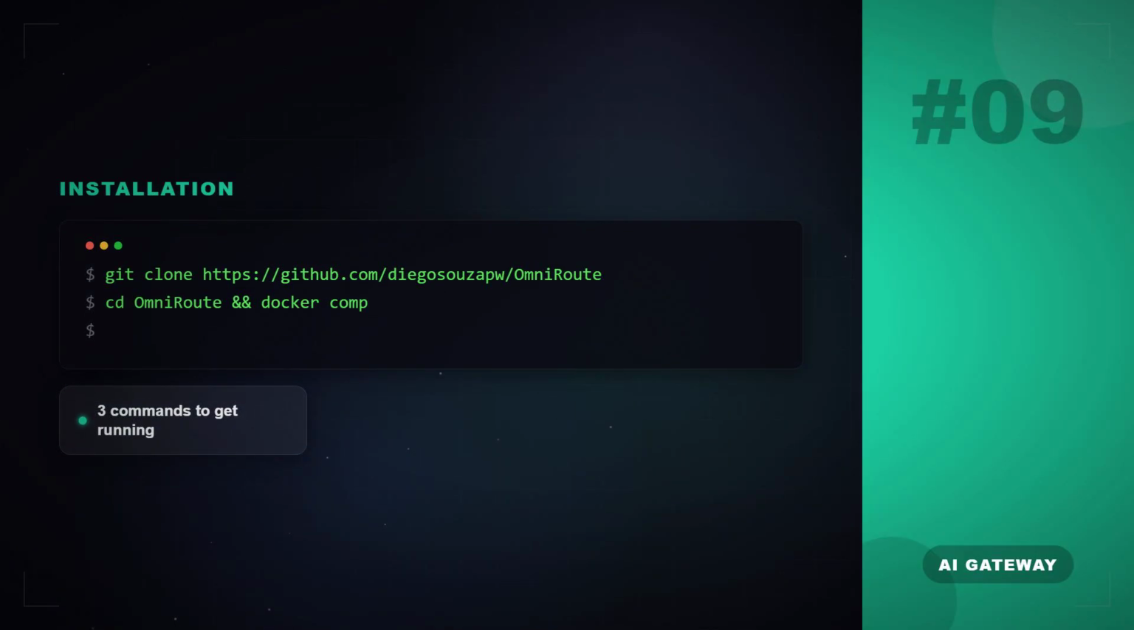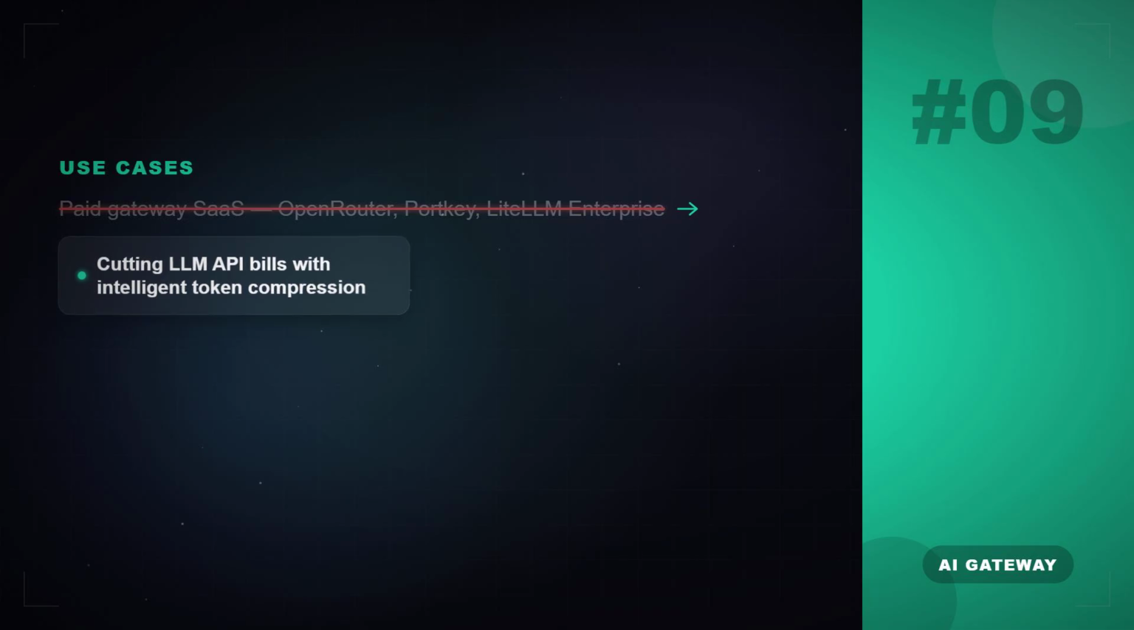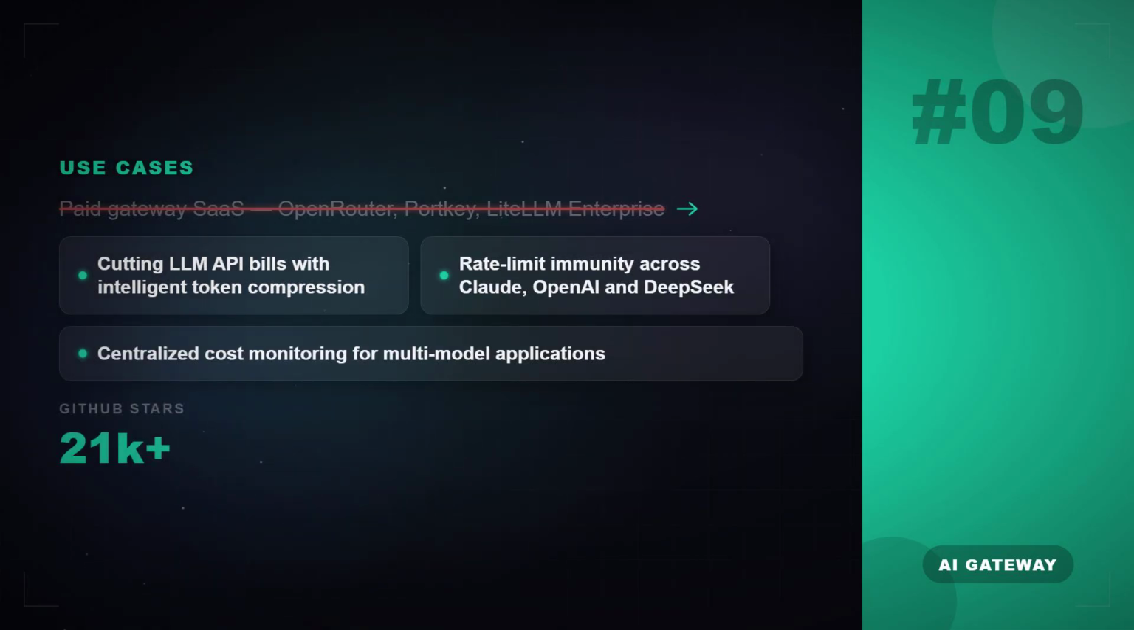It exposes a standard OpenAI-compatible endpoint on localhost. Drop-in replacement for paid gateway services like OpenRouter, Portkey, and LiteLLM Enterprise. Use OmniRoute for cutting LLM API bills with intelligent token compression.